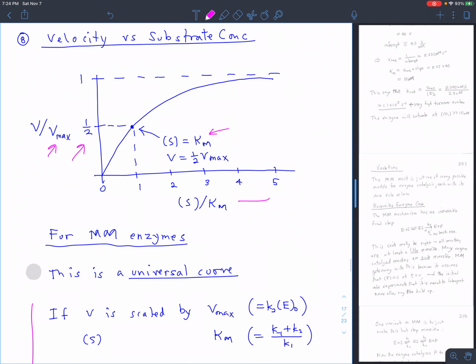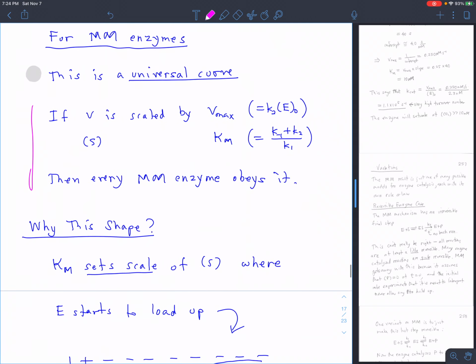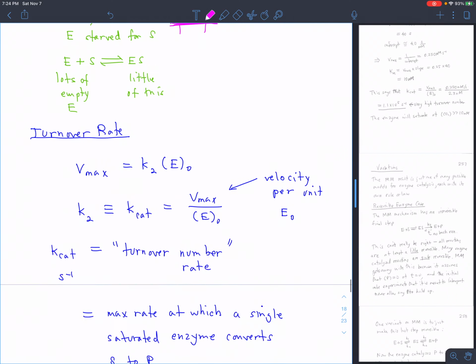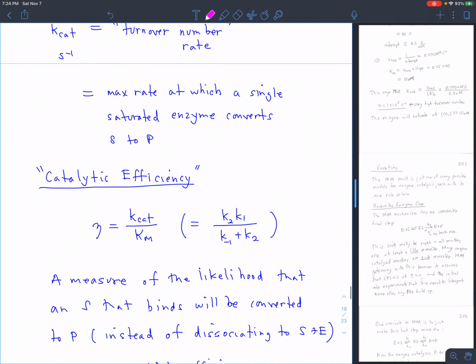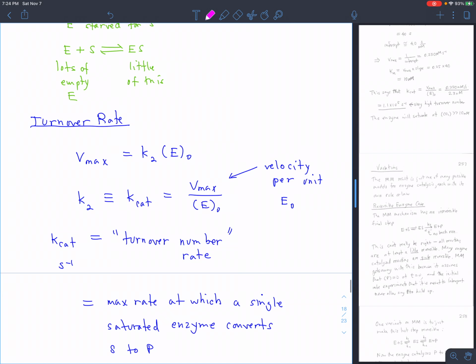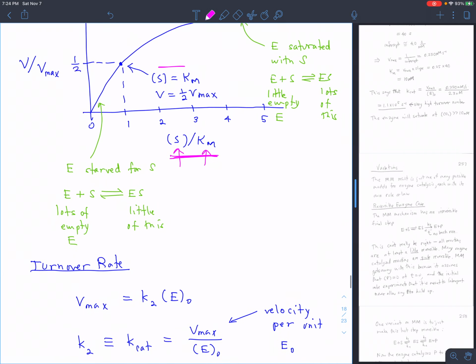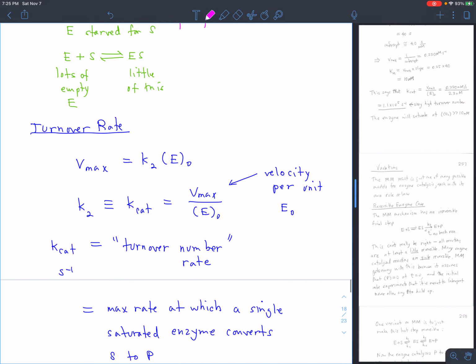And if you go to a substrate concentration higher than that, then you'll go faster than half. Anything lower than that, and you'll go slower than half. All right, back down. Another parameter that's important is Vmax itself, of course, but Vmax is equal to K2, the second.